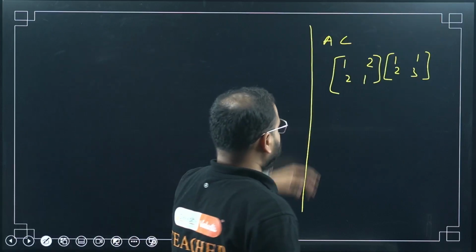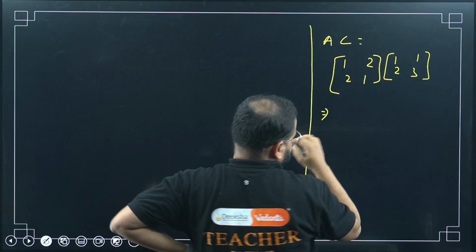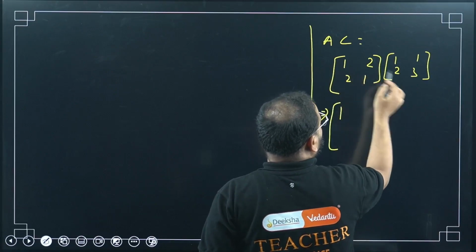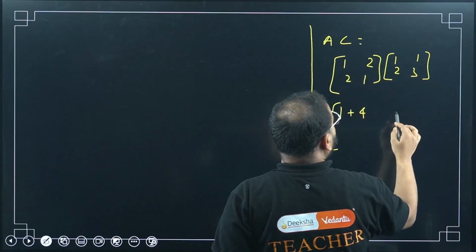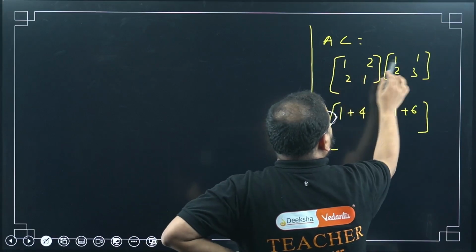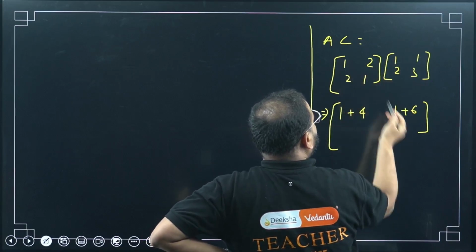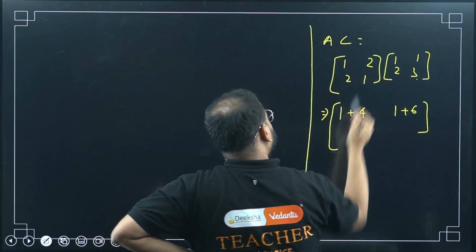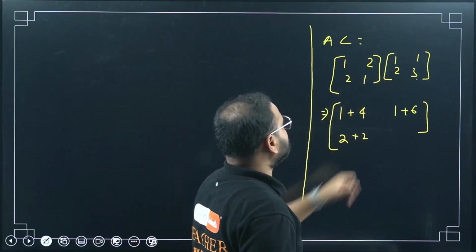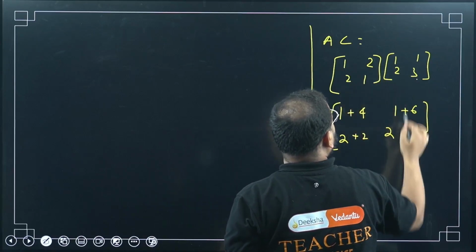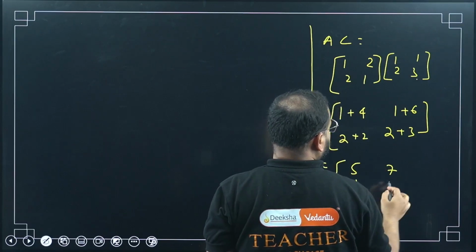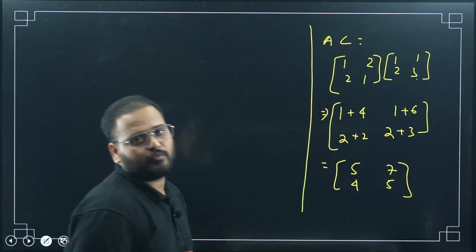Let's do the multiplication over here. I'll do again row to column. Always row to column. So 1 to 1 will be 1, and 2 to 2 will be 4. Again 1 to 1 is 1, and 2 to this 3 is 6. Now 2 to 1 is 2, and 1 to 2 is 2. What about this? 2 to 1 is again 2, and 1 to 3 is 3. What is the answer? 5, 7, 4, 5. My AC is there.